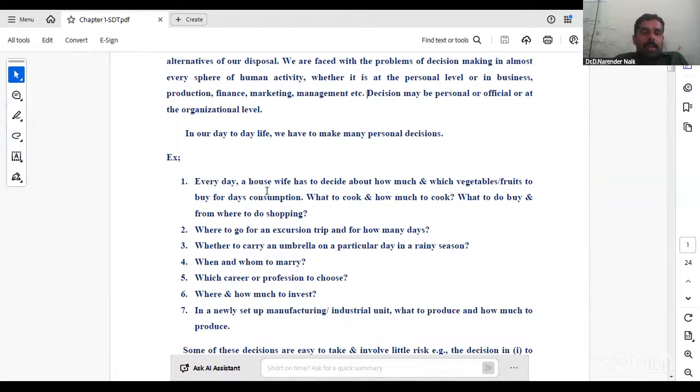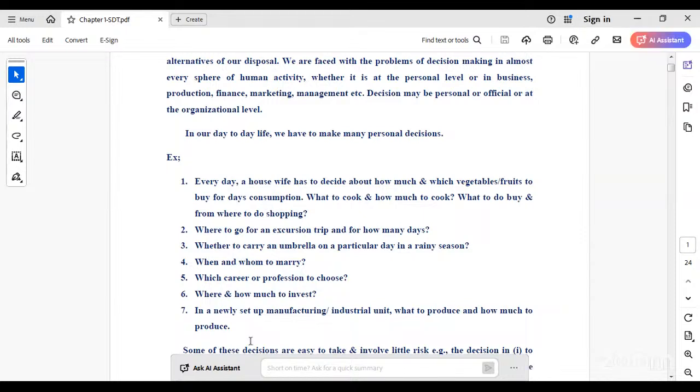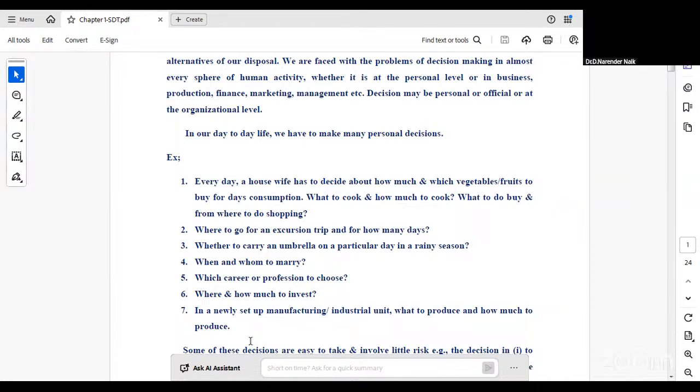Then the second example is: where to go for an excursion trip and for how many days. This is important. During summer, after the completion of school working days, and sometimes during the weekend, that is on Saturday and Sunday, a mother or family members will discuss going for a trip to a new place, to visit historical places and see the monuments.